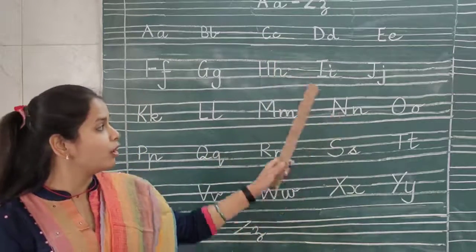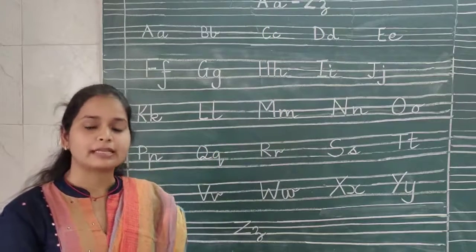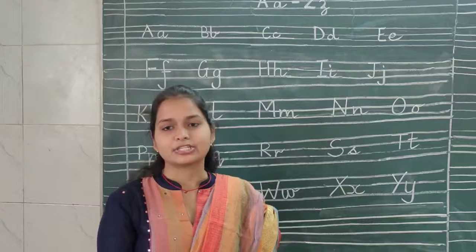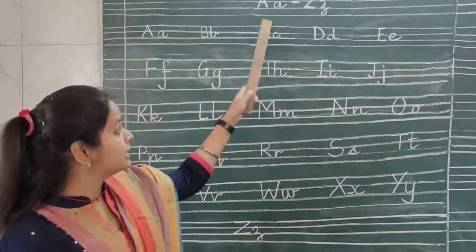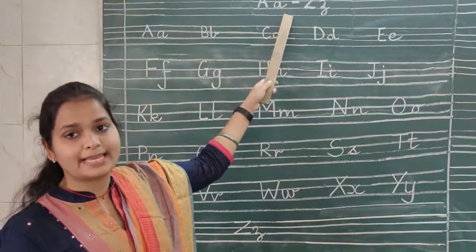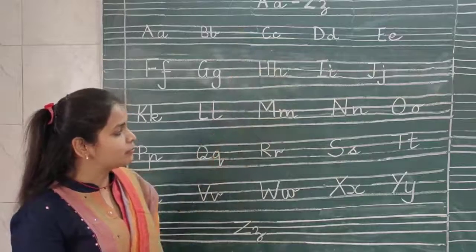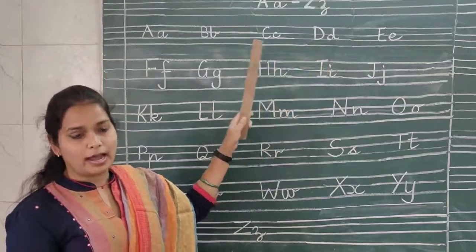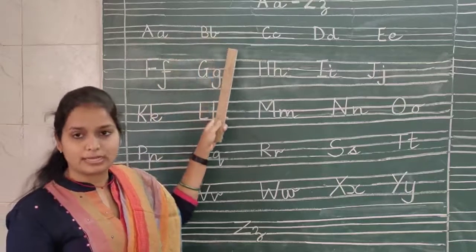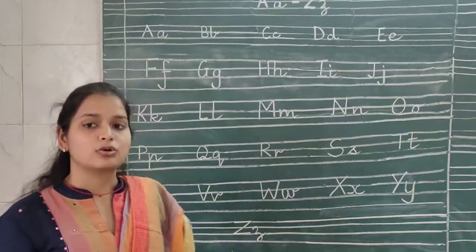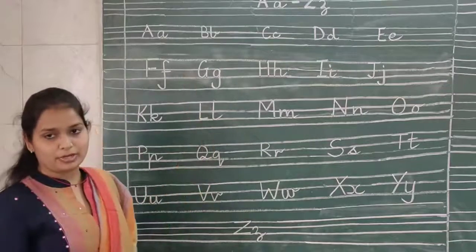Okay, so first of all we will do alphabets A to Z, and you all know that we write English letters in two ways. One is in capital letters and the second way is small letters. Here I have written on the board in both the ways, A to Z, capital also and in small letters also. Is that clear? So we will first see how we will write these formations.